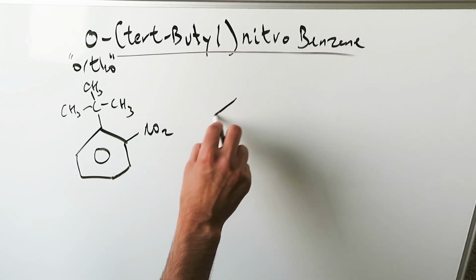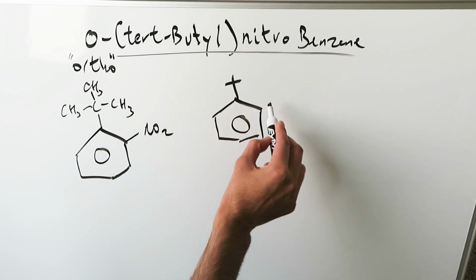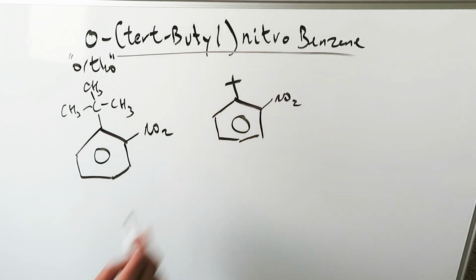In a shortcut manner, it can be represented as this right here. That's tertiary butyl, and this right here is your nitro. How do we synthesize this from the basic of compounds? I will show you that in this video.